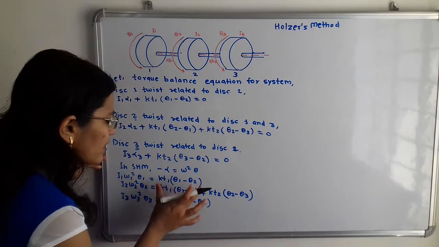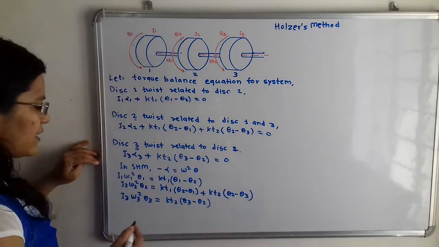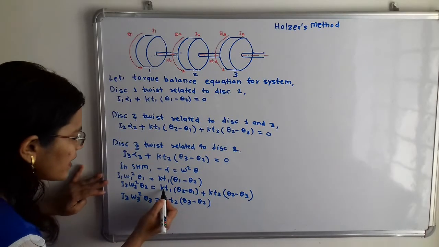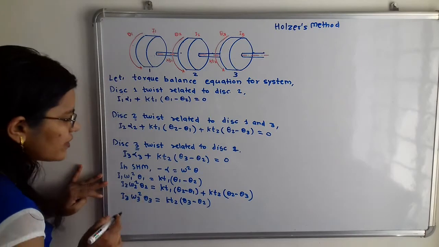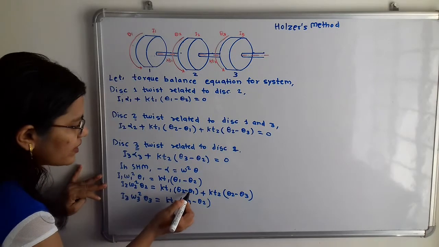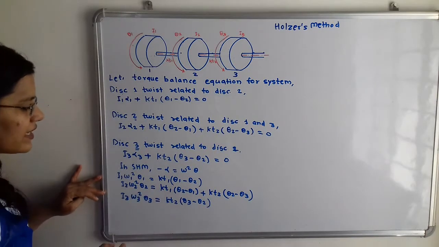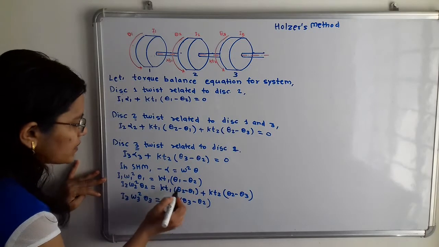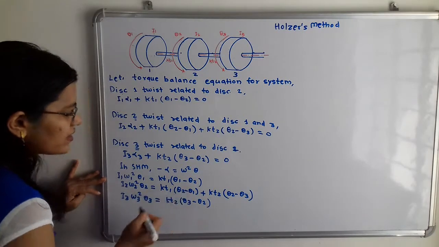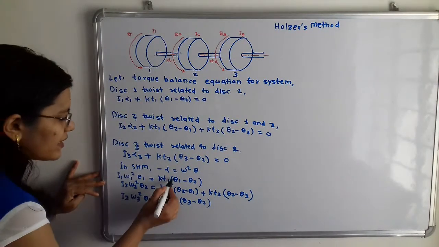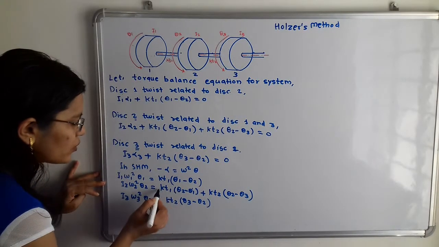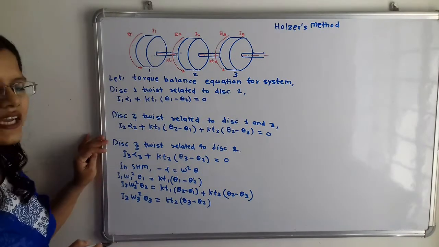So we will simplify the right hand side. kt1 into theta1 minus kt1 into theta2. Again here kt1 into theta2 minus kt1 into theta1. That is, kt1 theta1 has a plus sign here and a minus sign here, so these two terms are getting cancelled. Then kt1 theta2 has a minus sign here and a plus sign here, so these two terms are also getting cancelled.